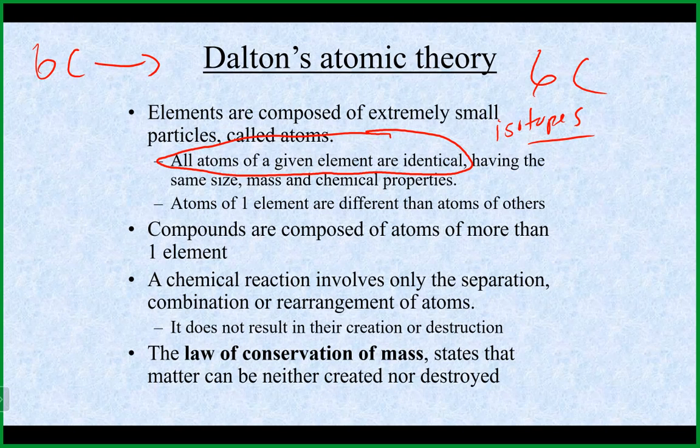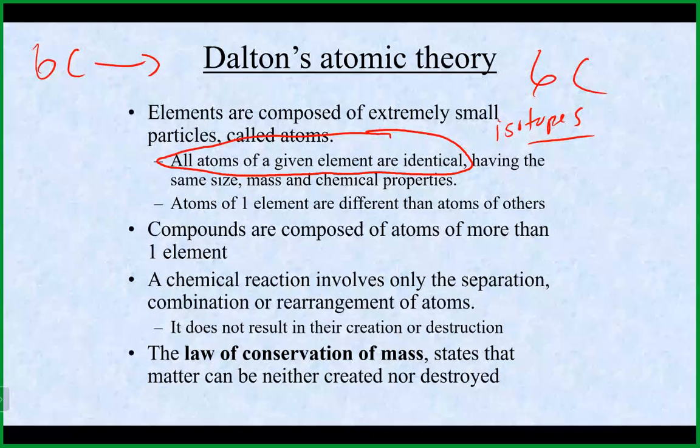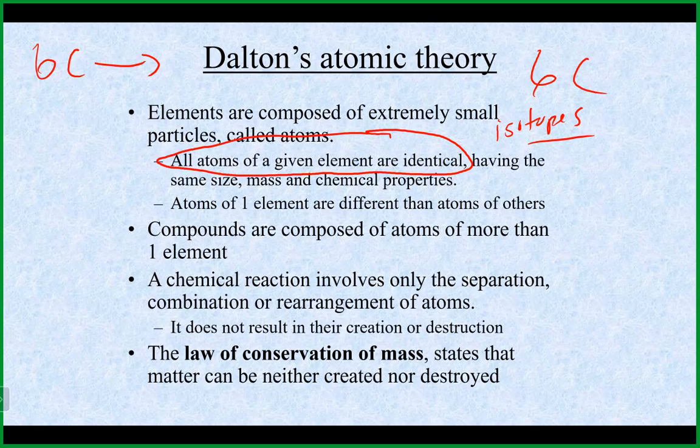But atoms of different elements are different from each other, and compounds are composed of more than one element is still true. And the idea that chemical reactions just involve sort of rearranging of those atoms is also true as well. So the idea of indestructible and the idea that all elements have the exact identical atoms are not true anymore. Any questions on up there?